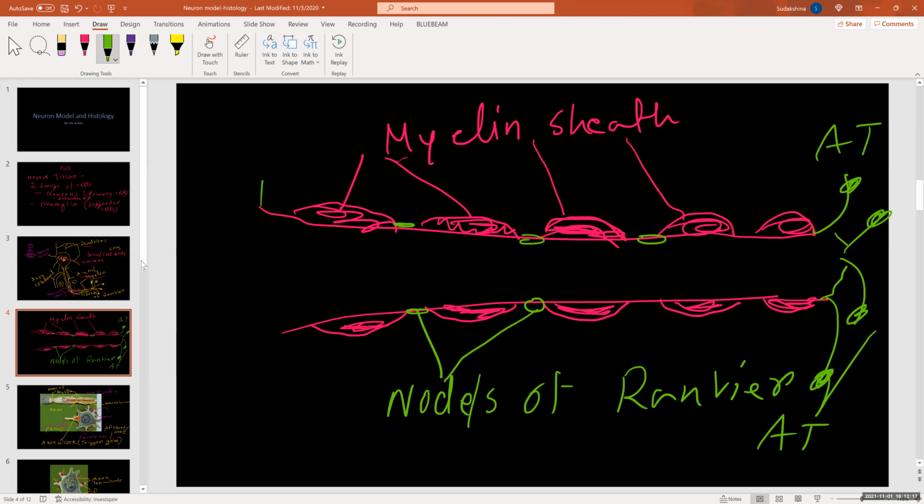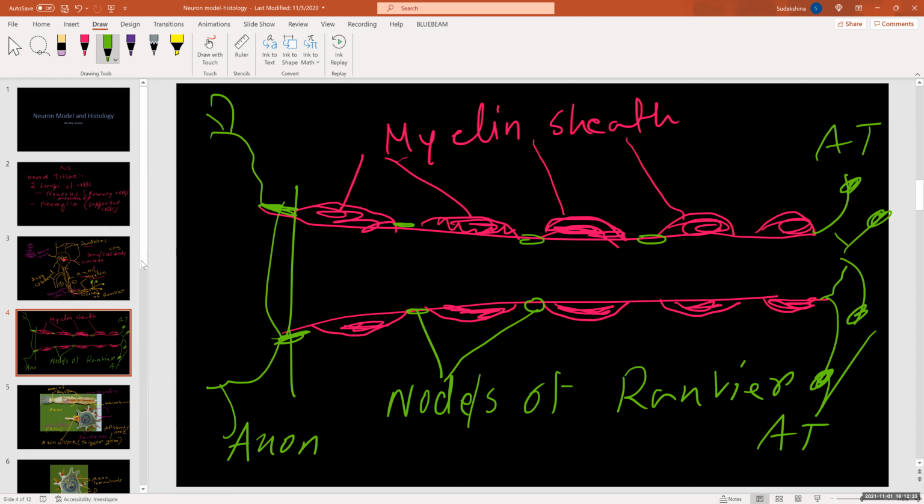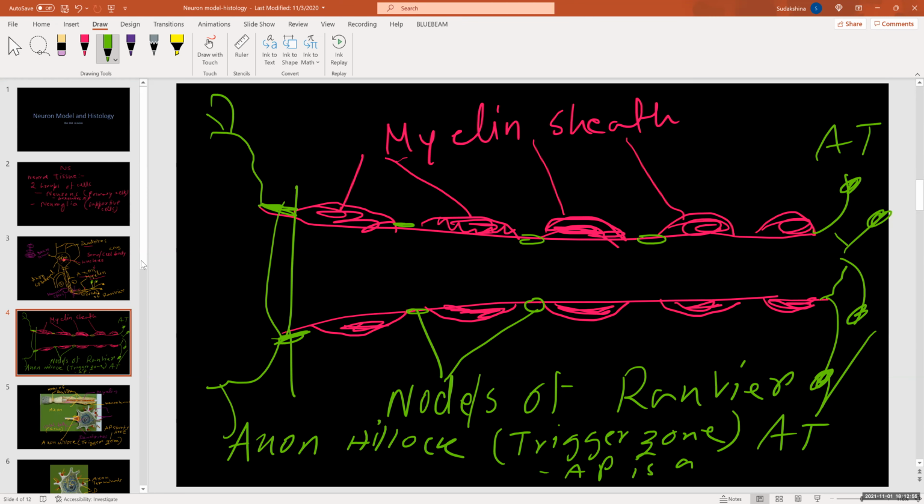Where it connects with the cell body. So this is the cell body here with shorter dendrites. Where the axon connects with the cell body, this zone, call that the axon hillock anatomically. Axon hillock physiologically is also referred to as trigger zone. Why is it called trigger zone? This is where action potential is generated.